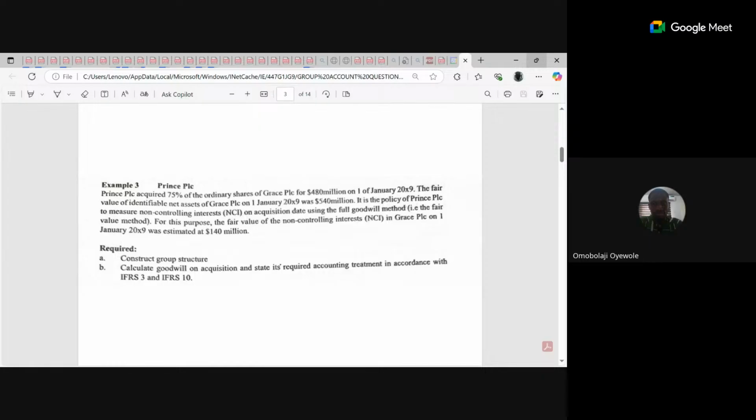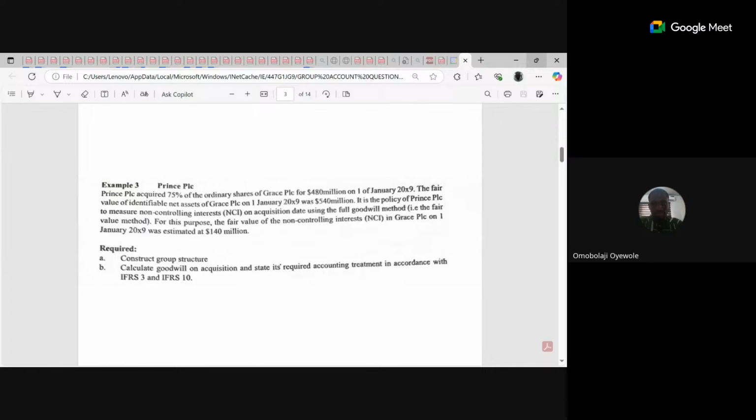So look at this question very well. It said, for this purpose, the fair value of the NCI in Grace PLC. The question did not say the fair value of Grace PLC. So if the question had said the fair value of Grace PLC is different, what are we looking for? Fair value of NCI. We are not looking for fair value of Grace PLC because we have to measure NCI using fair value. So the fair value of NCI in Grace PLC is 140. It is given to us.